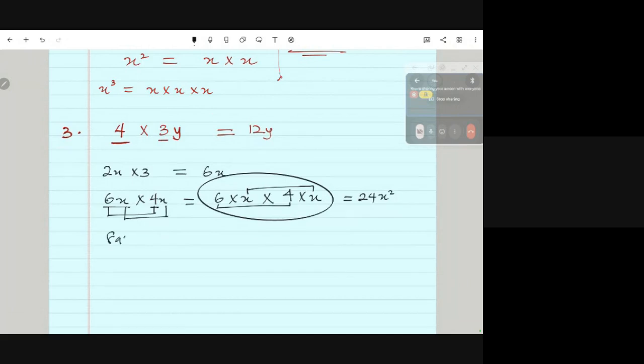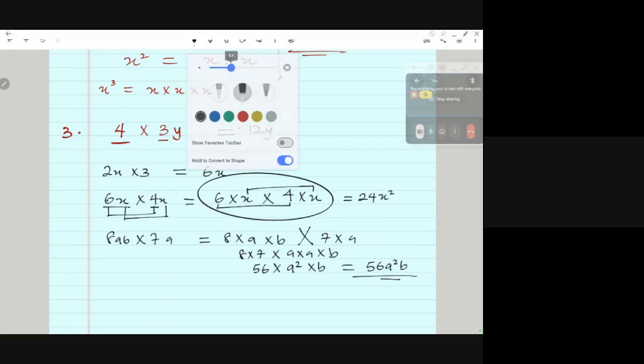I have 8ab times 7a. Now, 8 times a times b times 7a, 7 times a. So 8 multiplies 7, 8 times 7. A multiplies a, a times a, then b. 8 times 7 is 56, times a times a is a squared, times b. So we can join together and say we have 56 a squared b.